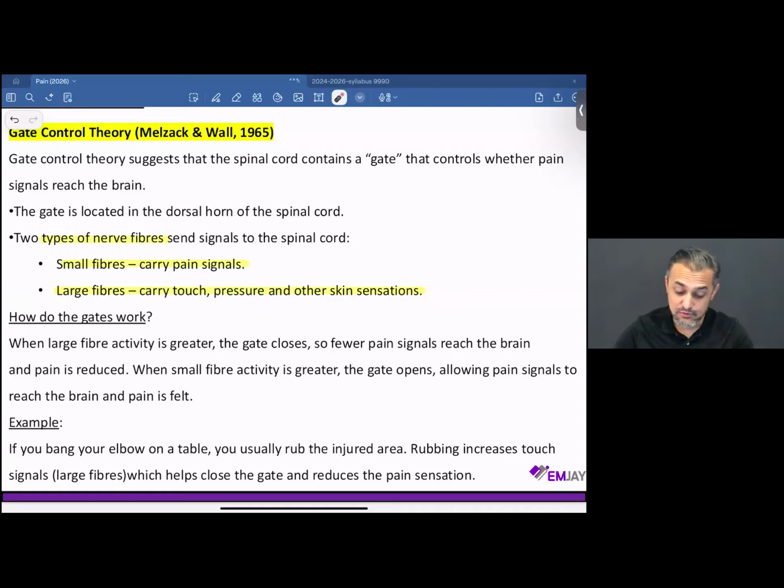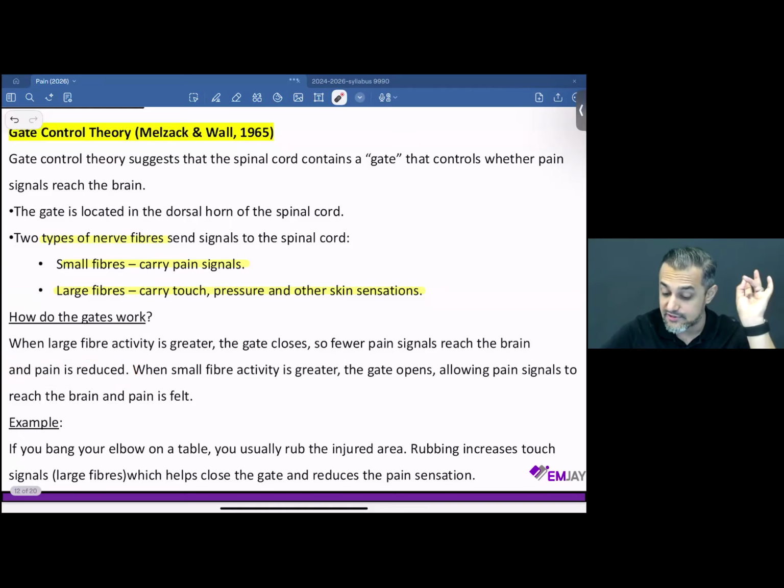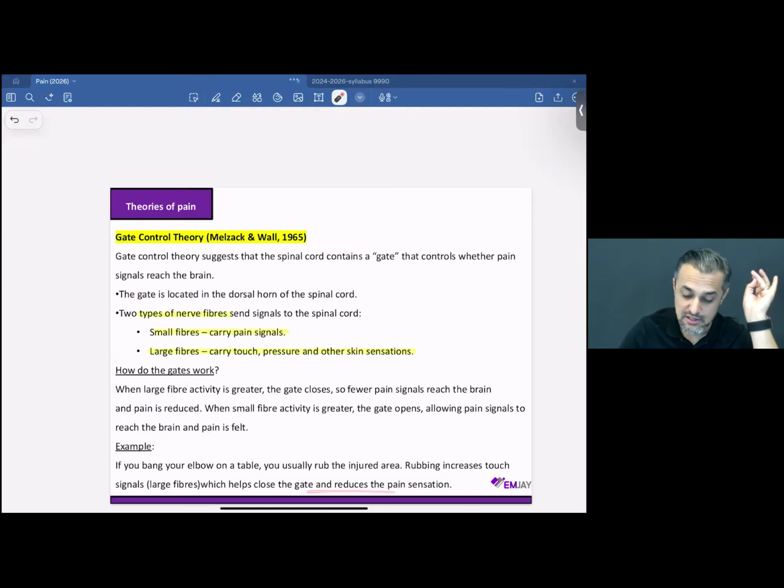That's what we're trying to explain here. When large fiber activity is greater, the gates close, so fewer pain signals reach the brain and pain is reduced. When small fiber activity is greater, the gates open, allowing pain signals to reach the brain and pain is felt more. As simple as it could be. So if you bang your elbow on a table, you usually rub the injured area. Rubbing increases touch signals, large fibers, which helps close the gate and reduce the pain sensations.